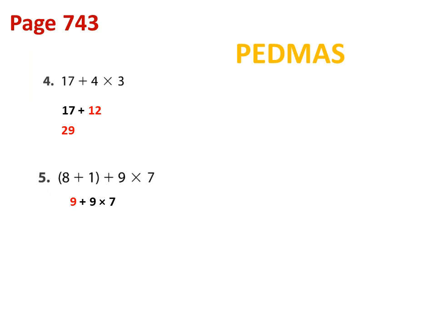Exponents. We don't have exponents. Division and multiplication. Yes, we have a multiplication operation. So 9 stays the same, but we must multiply 9 times 7. Of course, 9 times 7 is 63. And the last step, we must add 9 plus 63. What's 9 plus 63? Yes, it's 72. This is the final answer.